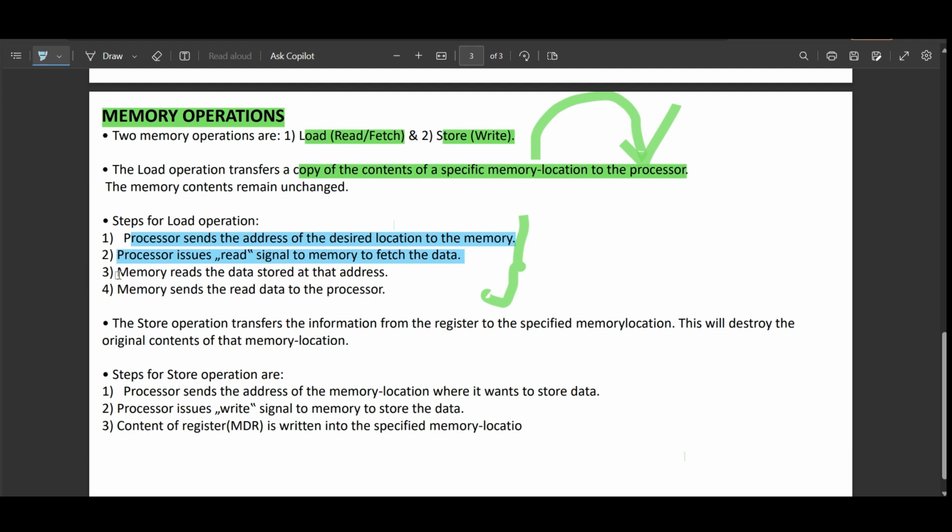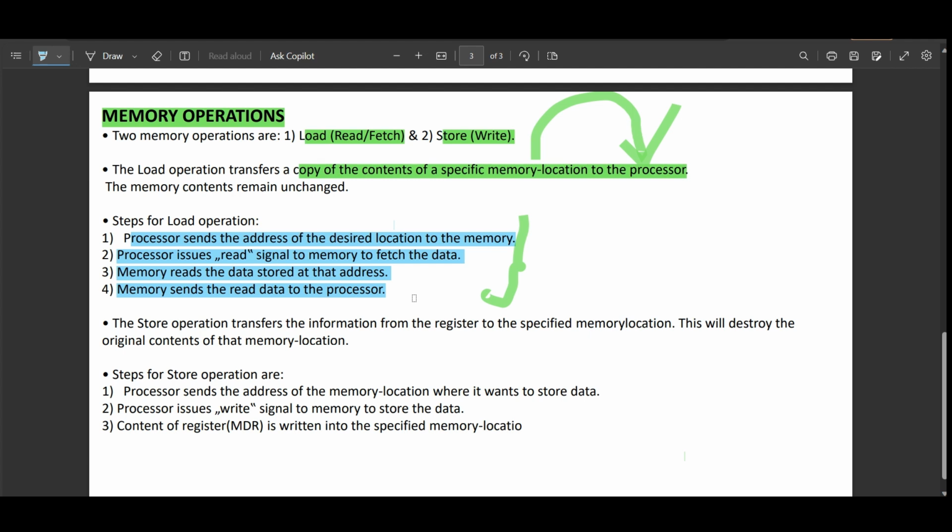Next, memory reads the data stored at the address. Okay, memory will respond now. It thinks, okay, the processor requires the data from this location, so it will read that data from that address. Memory sends the read data to the processor. Okay, it has now read the data. This is the data the processor requires, let me send it. It will send the data to the processor.